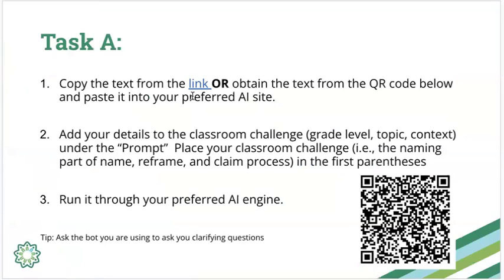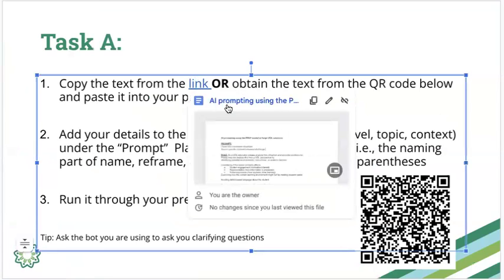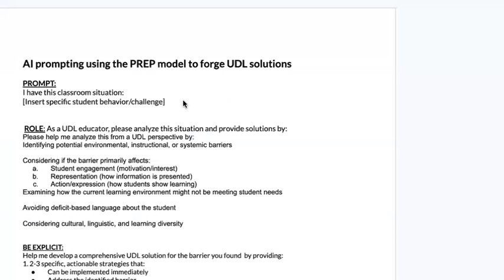You can click on this link right here or use the QR code for this activity. When you click on the link, I will do that for you right here. You go into this document, and here's what it looks like. You're going to copy and paste all of the text from this document, and you're going to put it into whatever AI bot you want to use.